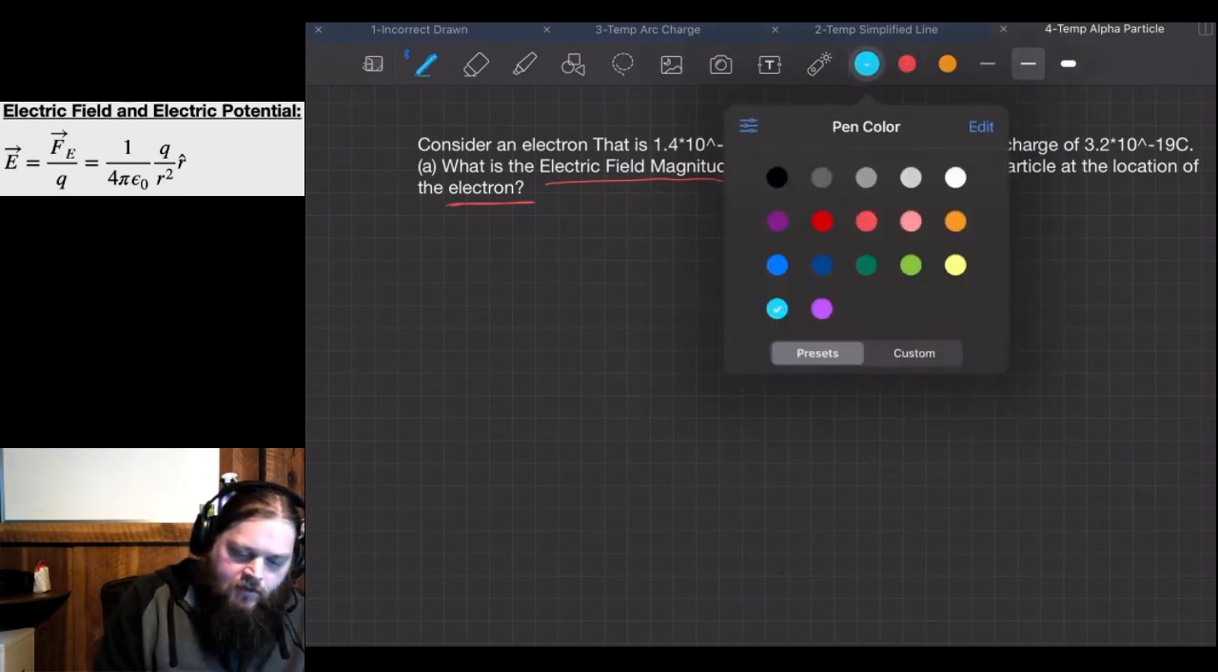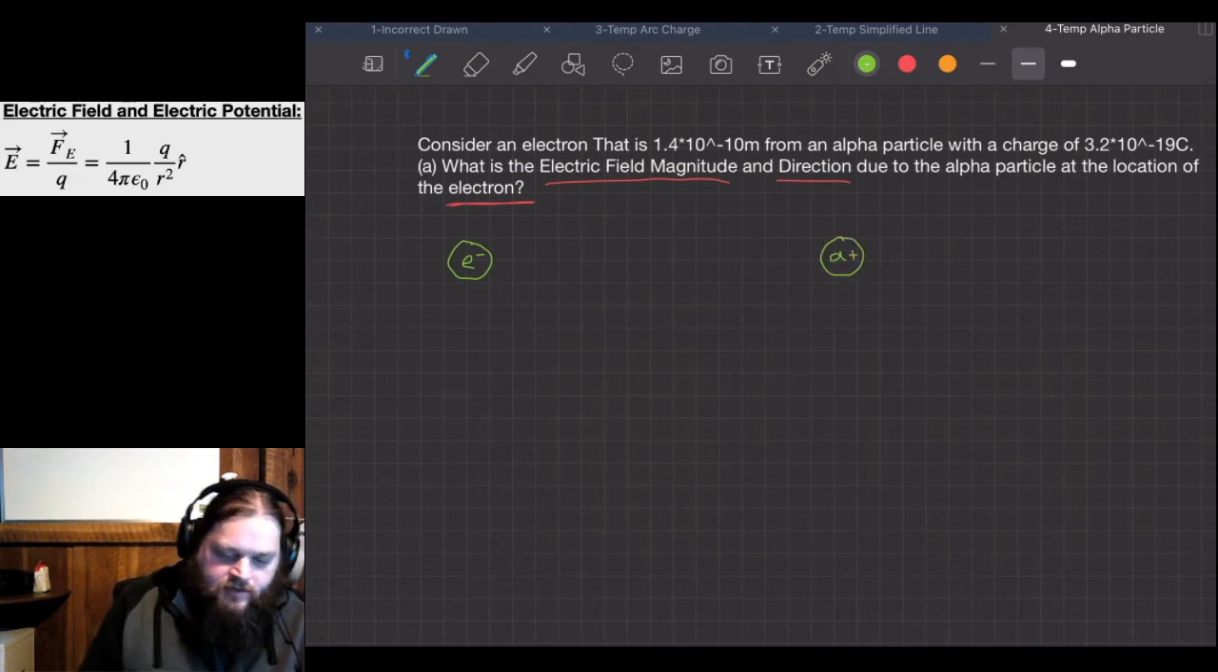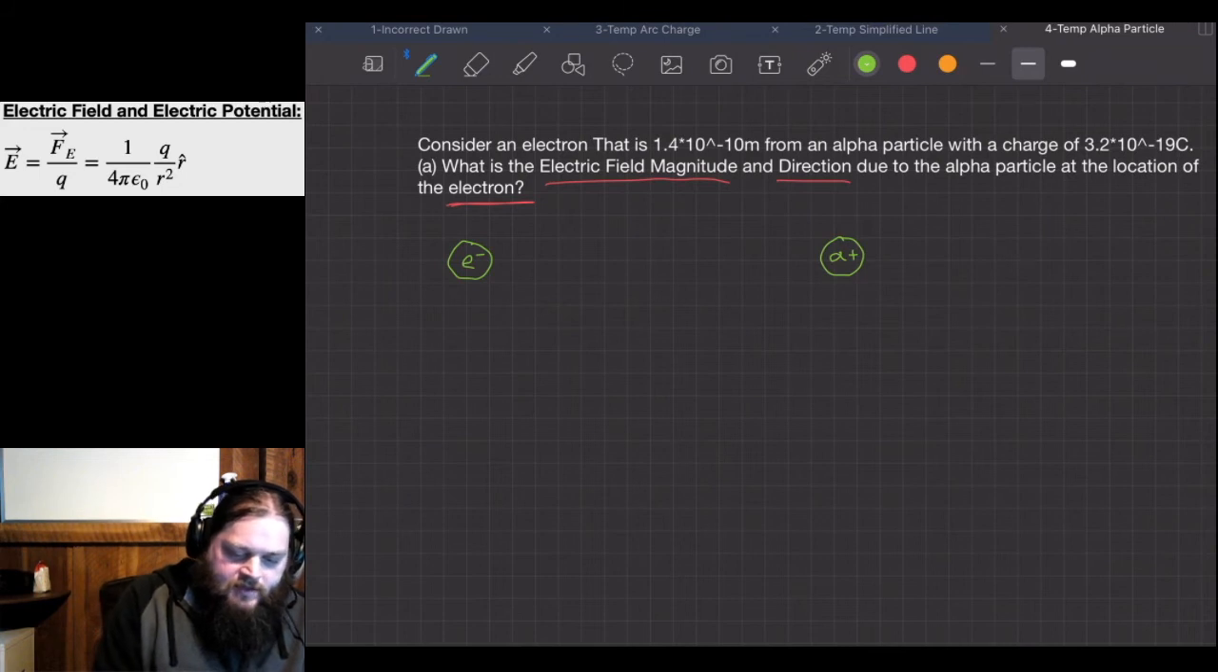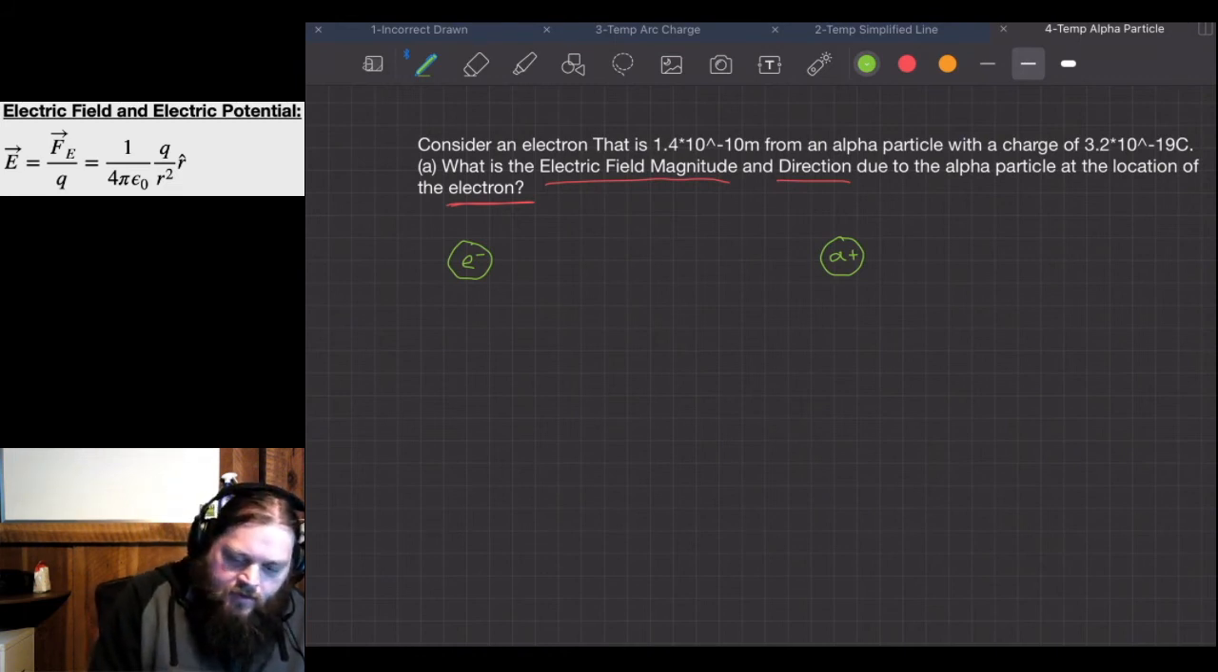So if I draw out this diagram, I love to draw diagrams. I have an electron over here. I have an alpha particle here, which is a positive charge. And just looking, what is the direction of the electric field coming from the alpha particle? So due to the alpha particle at the location of the electron. So my electric field is going to be the electric field of the alpha particle.